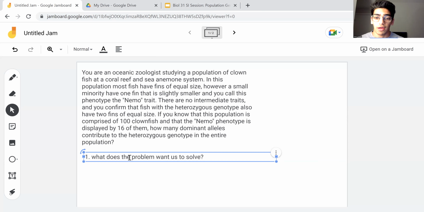And this question is a lot more important than you think. You might think it's pretty obvious. You read a question and you obviously know what the problem wants you to solve, but some students read the question, they kind of skim it or glaze it, and then they come to an answer at the end after doing Hardy-Weinberg equilibrium and using the equations.